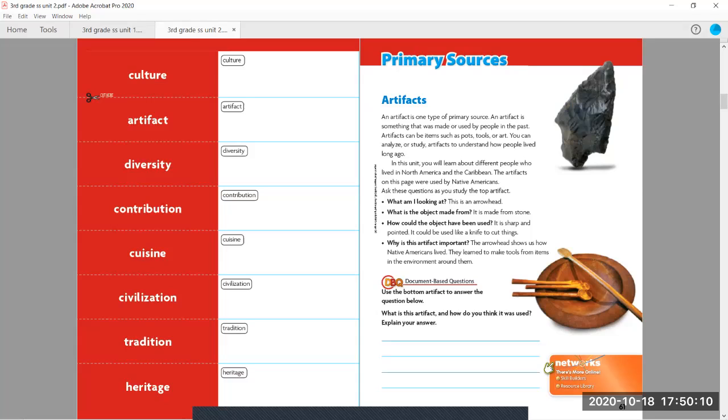Now use the bottom artifact to answer the question below. So we're going to use this artifact right here. What is this artifact and how do you think it was used? Explain your answer. So please make sure for this section that you are using a complete sentence or several complete sentences to describe what it is that you're looking at. Now pay attention to what these are and what they look like that you use every day, what this big item over here is, and what you would use something similar to that in your daily life now.